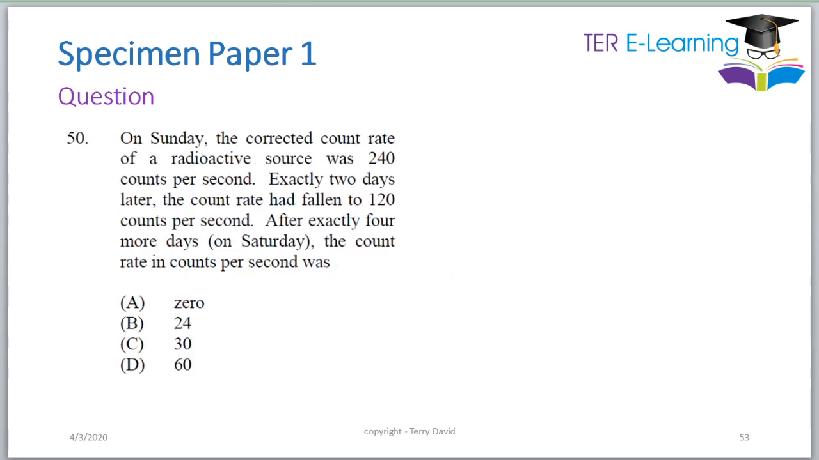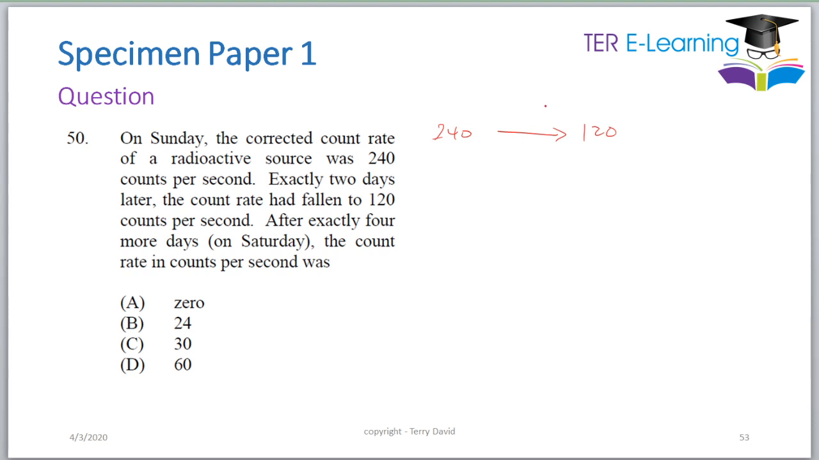Number 50 now. They said that on Sunday, the corrected count rate of a radioactive source was 240, so it's 240 counts per second. Exactly 2 days later, the count rate had fallen to 120. So it went to 120.